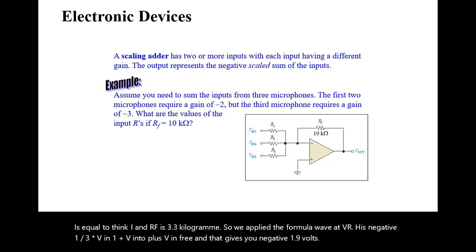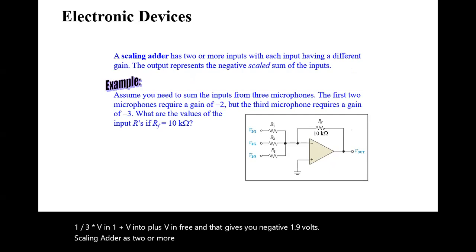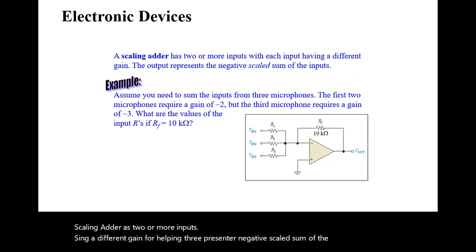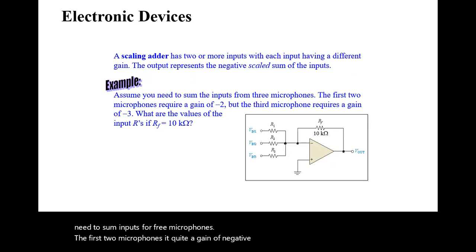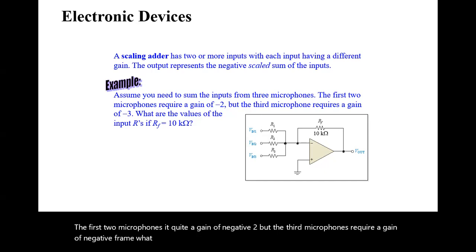A scaling adder has 2 or more inputs, with each input having a different gain. The output represents the negative scaled sum of the inputs. Assume you need to sum the inputs of 3 microphones. The first 2 microphones require a gain of negative 2, but the third microphone requires a gain of negative 3. What are the values of the input resistors if RF is equal to 10K?